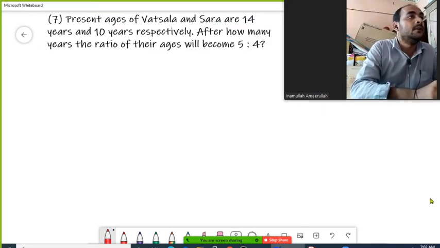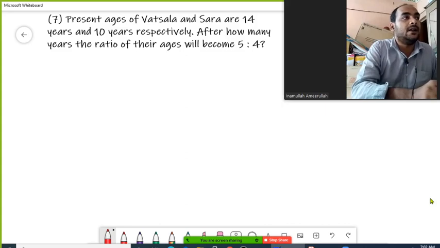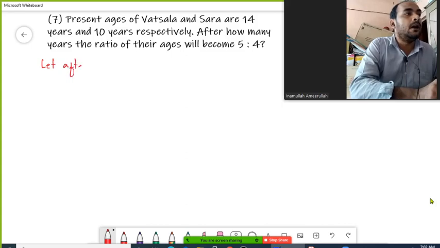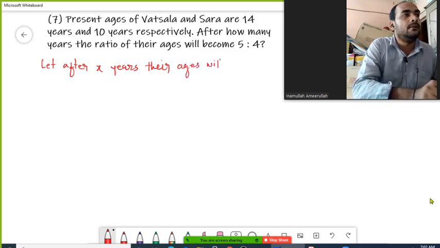The question says the present ages of Vatsala and Sara are 14 years and 10 years respectively. After how many years will the ratio of their ages become 5:4? This is our question. So first I'll consider, let after x years their ages will be in the ratio 5:4.